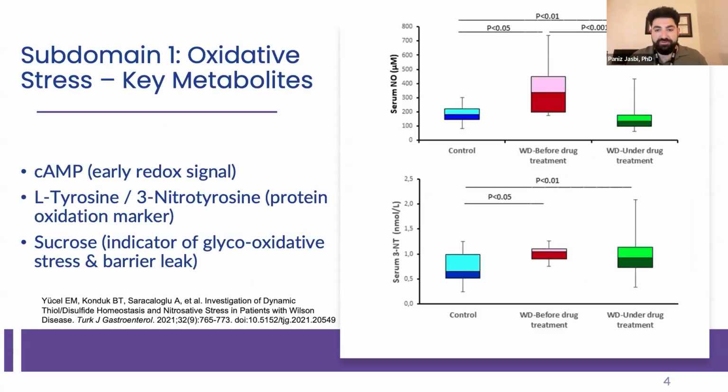Oxidative stress is our first pillar. We track cAMP, or cyclic AMP, as an early redox signal, L-tyrosine and its 3-nitroderivative as a threshold marker for the ratio between reactive oxygen species and reactive nitrogen species, which signal protein damage, and circulating sucrose as an indirect readout of glycooxidative load and gut permeability.